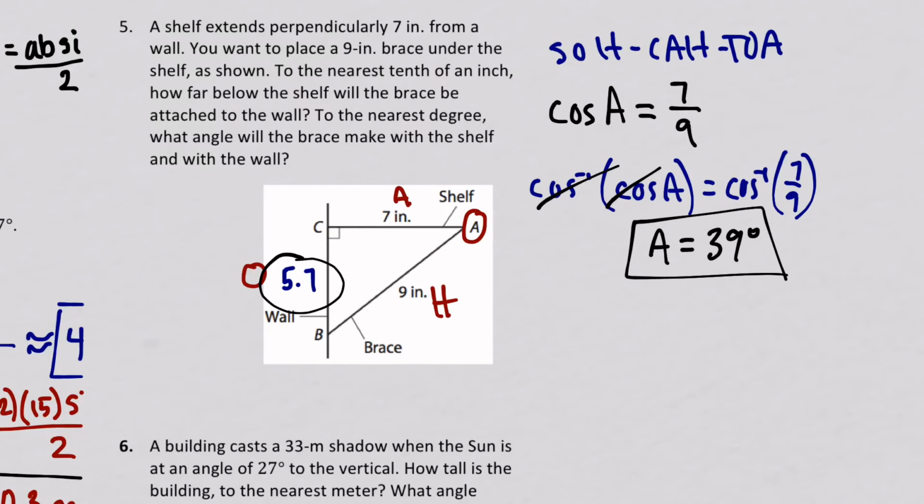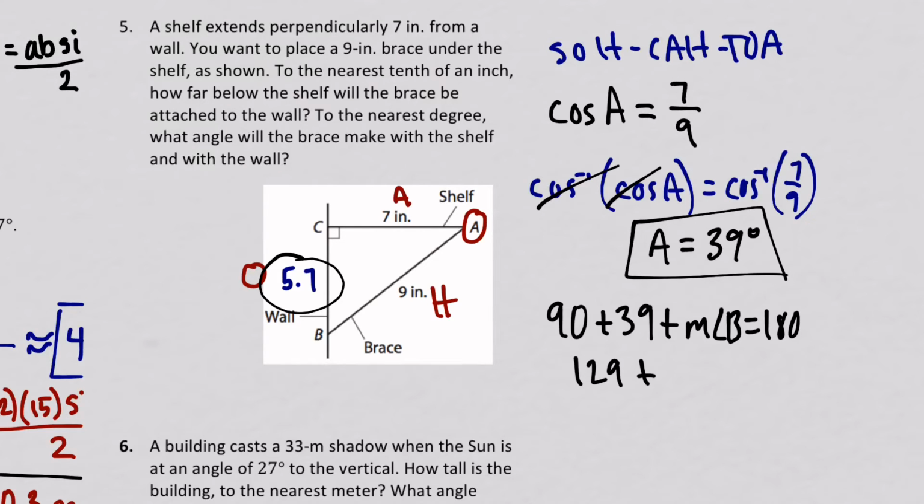It looks like this, if you want to put it in actual algebra on your paper. 90, which is the right angle here, plus this one, which is 39, plus whatever angle B is, the measure of angle B, equals 180. 90 and 39 make 129, plus the measure of angle B is 180, and then just subtract from 180 on both sides. Subtract 129 on both sides, and you're going to get 51 degrees. And there you go. You found them all.